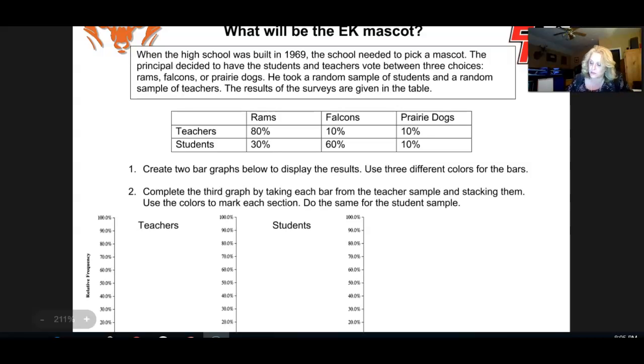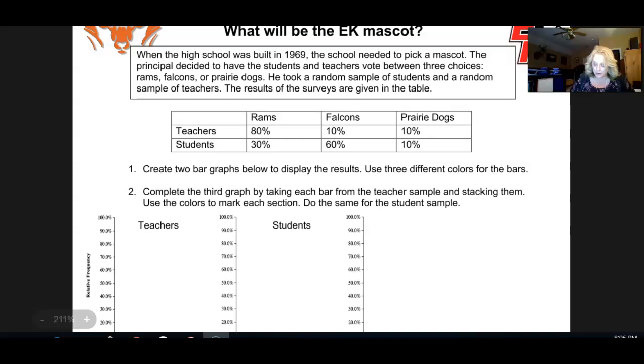It says, when the high school was built in 1969, the school needed to pick a mascot. The principal decided to have the students and teachers vote between the three choices: Rams, Falcons, or Prairie Dogs. He took a random sample of students and a random sample of teachers. The results of the surveys are given in the table below. So we look at this table, and they've even broken it into percentages for us, and it asks us to create two bar graphs below to display the results and to use three different colors for the bars.